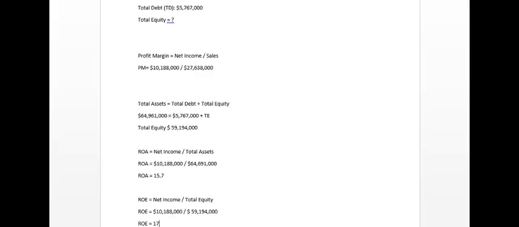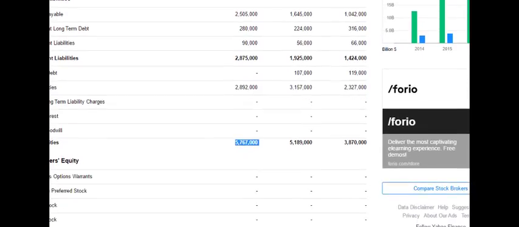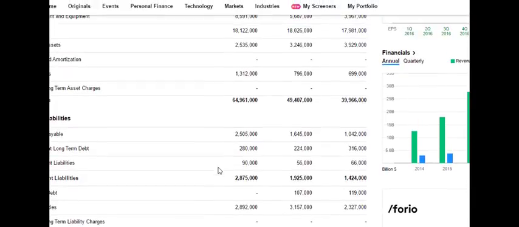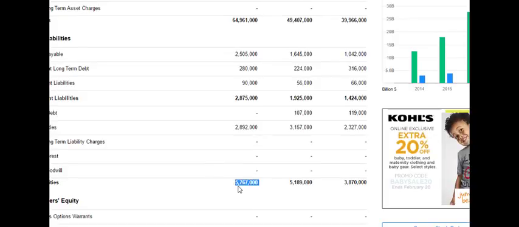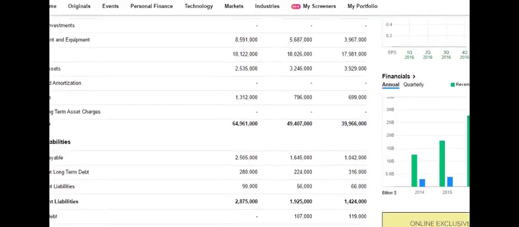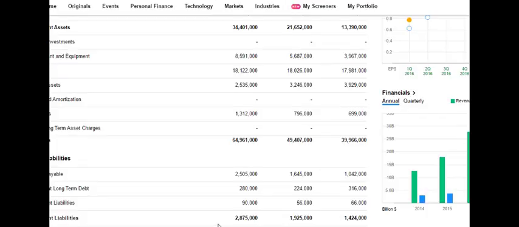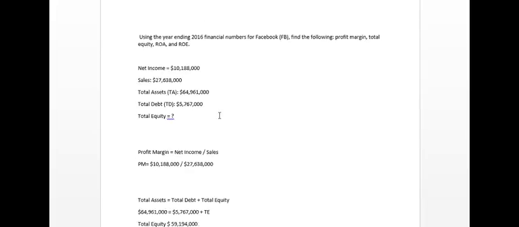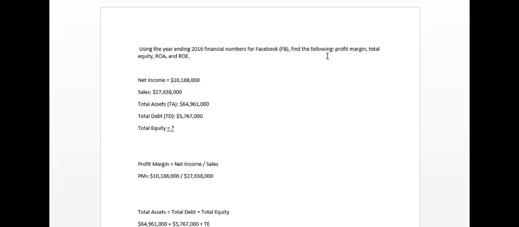That is our number. So one way to double check that you have the right equity, on the financial sheets, if you're using current numbers, you can see that. So remember that total assets is equal to current liabilities plus shareholder equity. And the numbers are given right down on the bottom of the balance sheet, though you might not be able to see it on these charts. And my numbers do coincide. So this problem set was to solve for profit margin, total equity, ROA and ROE using the 2016 financial numbers for Facebook.